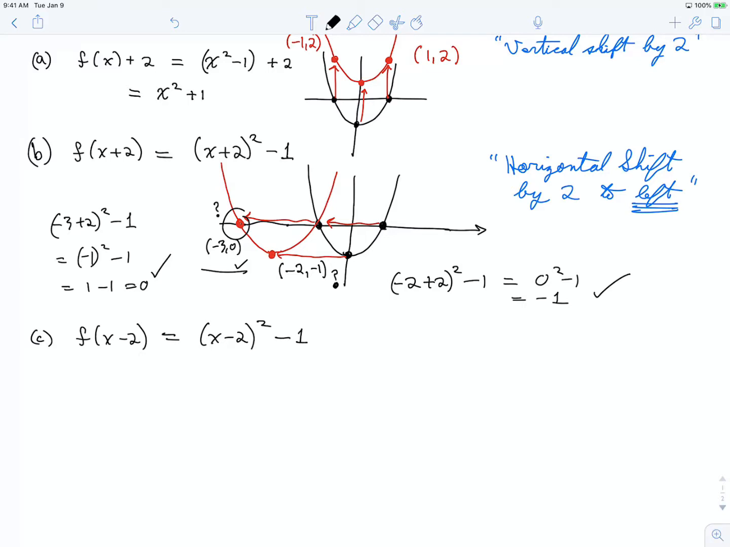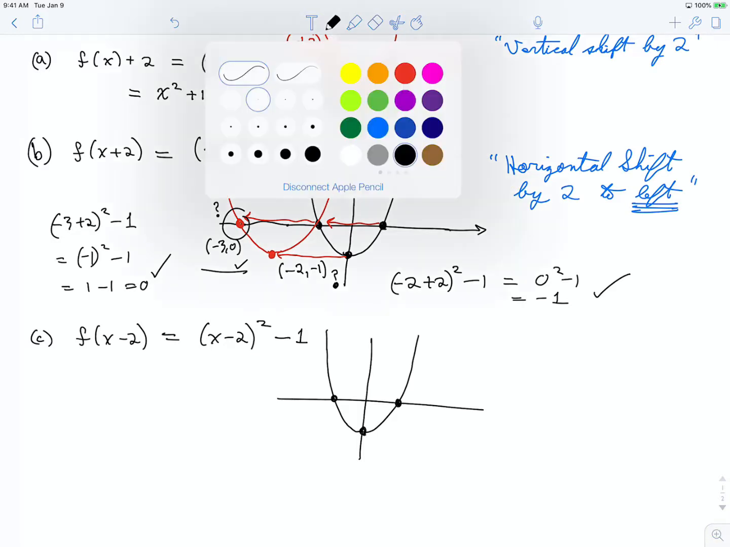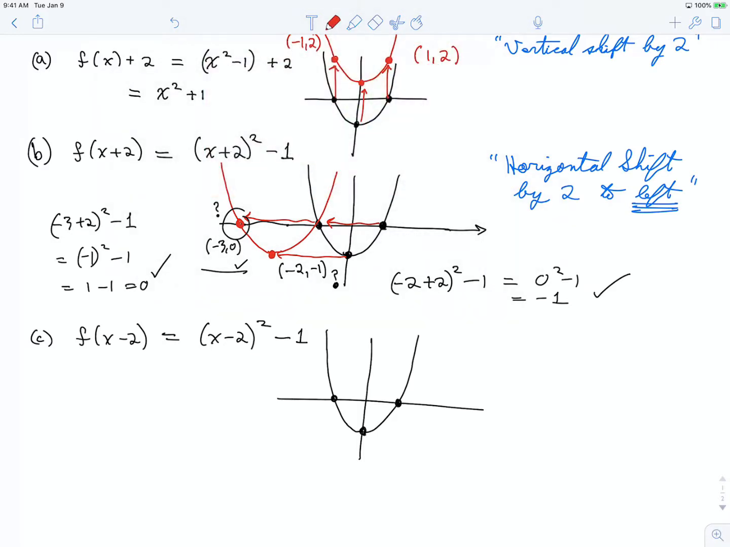And I'll still start with the original graph, the original parabola, and the 3 points that we kind of keep track of, the y-intercept and the 2 x-intercepts. And now I claim that those are going to move to the right by 2 this time. So the shortcut, when I change something inside the parentheses, is it moves kind of the backwards direction from what you expect. So when it's x minus 2 on the inside, it goes to the right by 2.